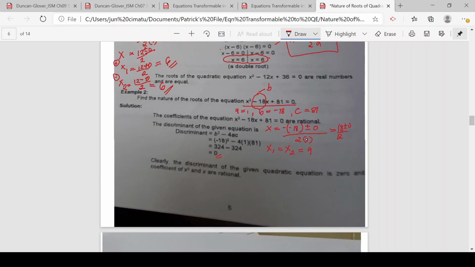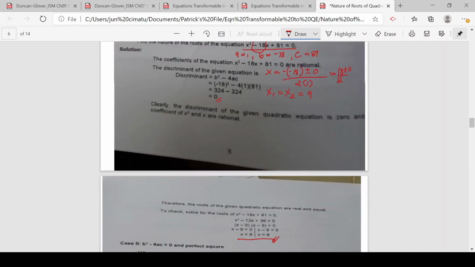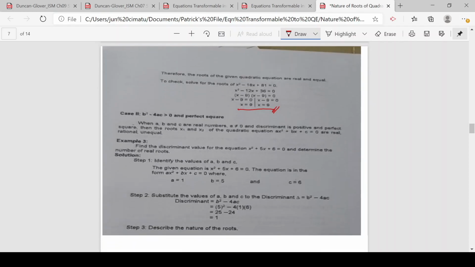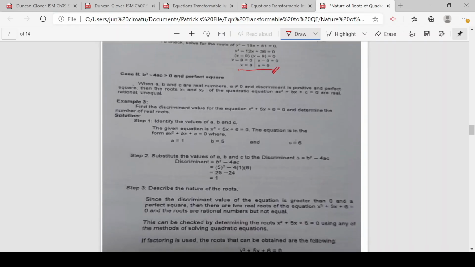Negative b over 2a, x1 and x2. Kung ang discriminant ay greater than 0 and a perfect square. So example dito, so this is a, b, and c. So discriminant is 1. Ano ang roots? Ang roots mo ay negative b plus minus square root of discriminant 1.